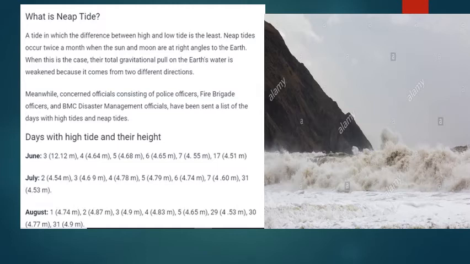So I repeat, in this case, children, that is in the neap tide, what happens is the gravitational pull on the earth's water is weakened. That is, it becomes low. Here weakened means low. Okay, and because it comes from two different directions, the movement of this water comes from two different directions. And at that time, it concerns the officials, the police officer, the fire brigade. And these are all the distractions. Okay, children, these are all the distractions. When there are a lot of high tides and all that, these people have to come and work.